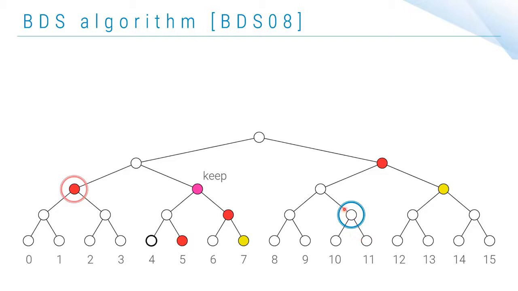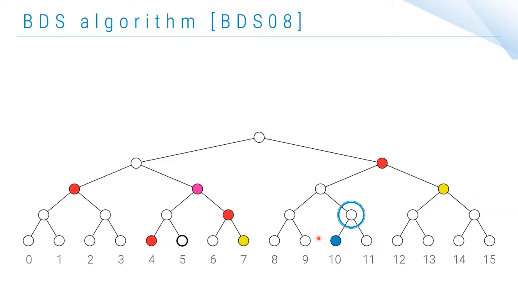Then look at this blue circled node. This is a right node of its parent. Right nodes must be generated from scratch. For this node, we have to compute these two leaves.